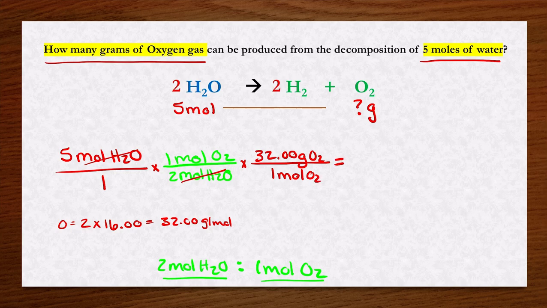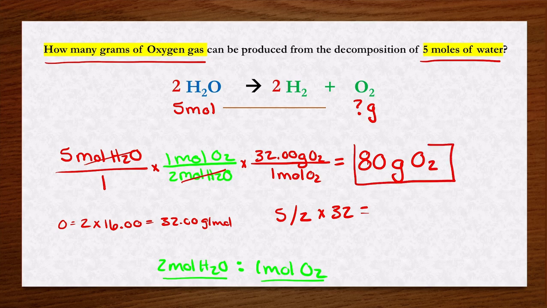All right, now I can plug this into my calculator. And in my calculator, I'm going to type 5, because that's what I started with. And then in my mole ratio here, I've got a 2 on the bottom, so I'm going to divide by 2. And then in my next fraction over this molar mass, I've got 32 on top. So since it's on top, I'm going to multiply by 32. And if I plug this all into my calculator, I end up with 80 grams of O2. All right, so there's my final answer for this one.